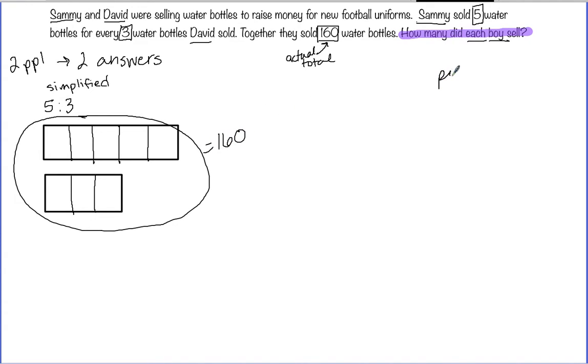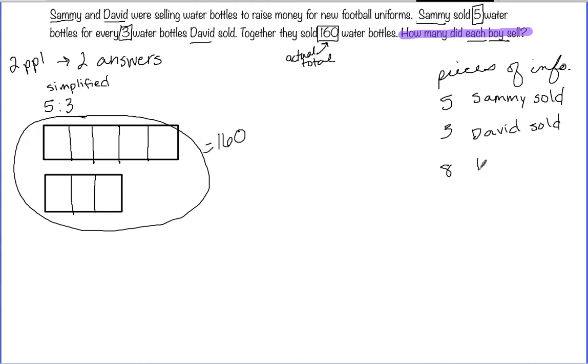Well, let's look at our pieces again. Our pieces of information that we can find from that ratio. We know that 5 is how many Sammy sold. 3 is how many David sold. 8 is the total they sold based on the simplified. And 2 is how many more Sammy sold than David.